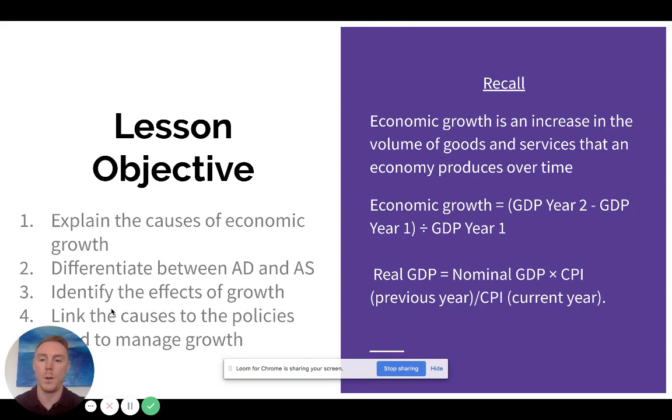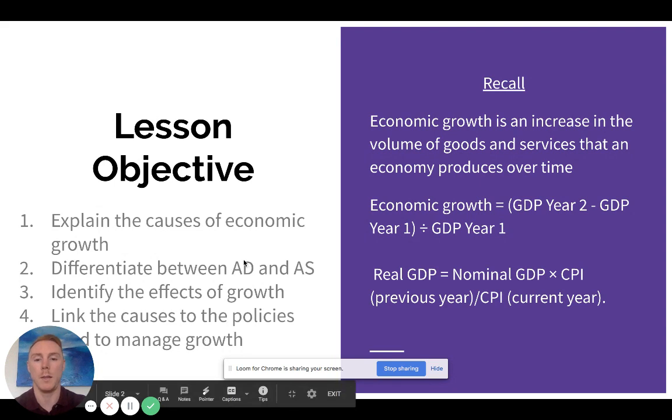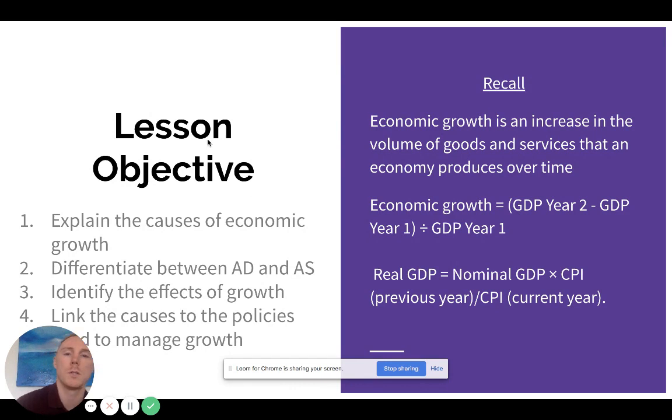They're pretty straightforward. And we're going to link the causes of growth, either aggregate demand or aggregate supply, to the policies to manage growth, because we'll see they link up pretty well. I'll move through some of these parts pretty quick, so just pause the slides if you need to. Pause the video on a slide if you need to.